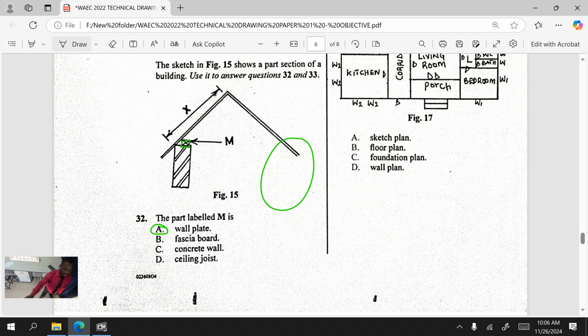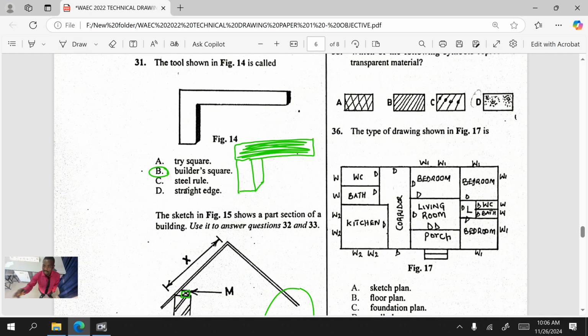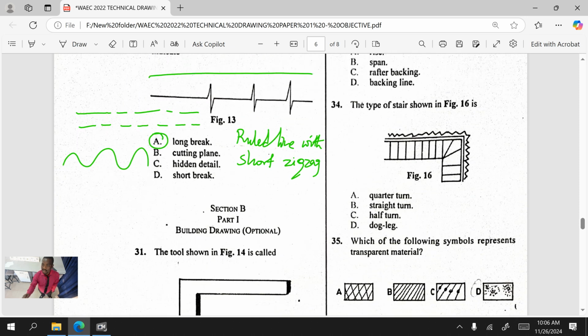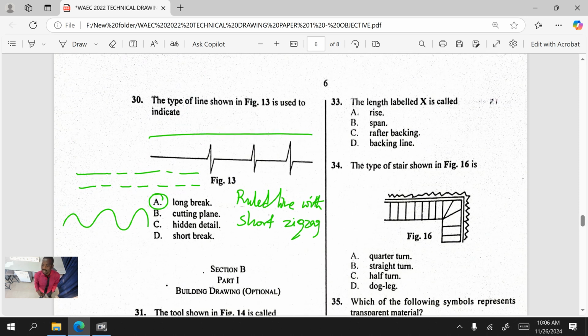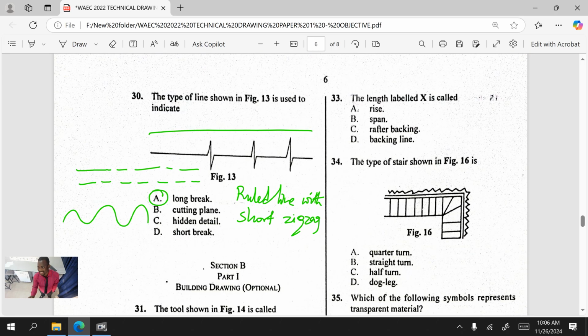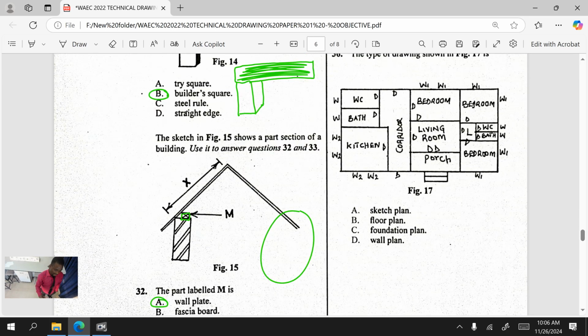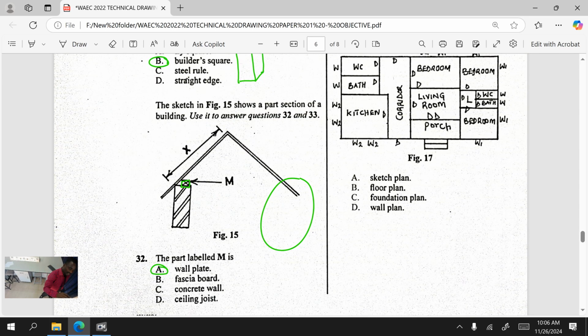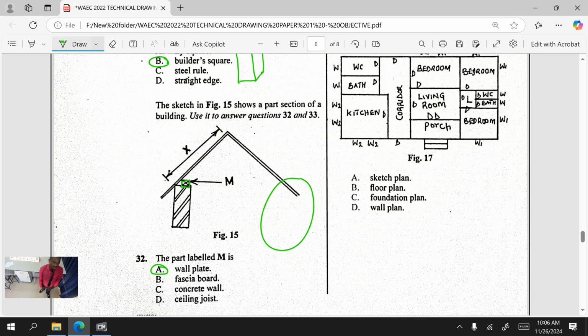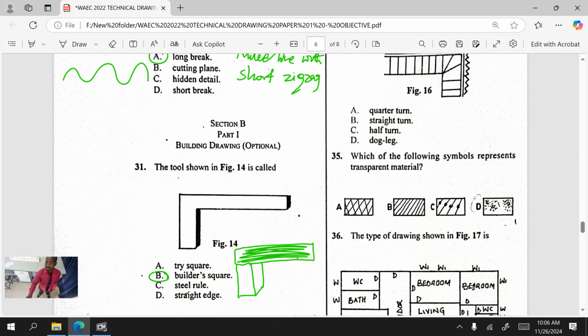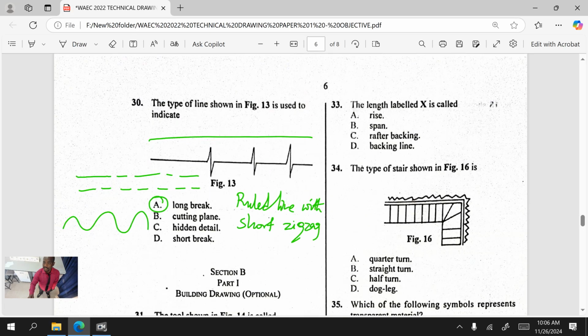Then number 33. We are going to use this drawing to answer that. Okay, the length labeled X is called what? Let's go look at it. The length from this point to this point. Do you see it now? That X, what is it called? Let's go look at our options. So look at what they are talking about.